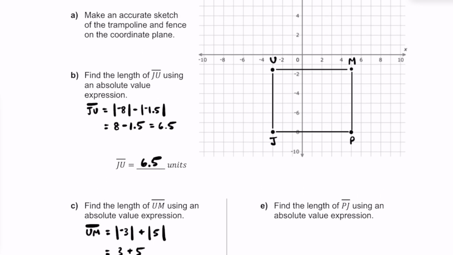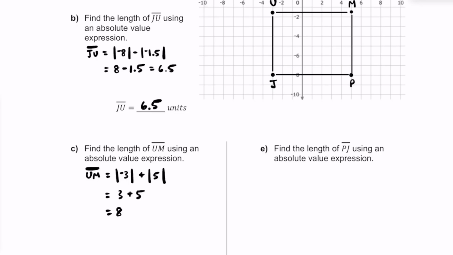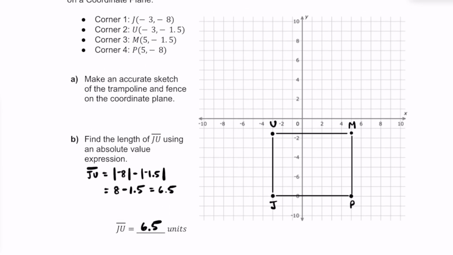All right, let's take a look at E here. For E, we have to find the length of PJ. Now keep in mind that PJ or JP is going to be congruent, or the same length, as UM or MU. And so we should get an answer of 8 here. So let's look at the coordinates for P and J. So here's P and J.